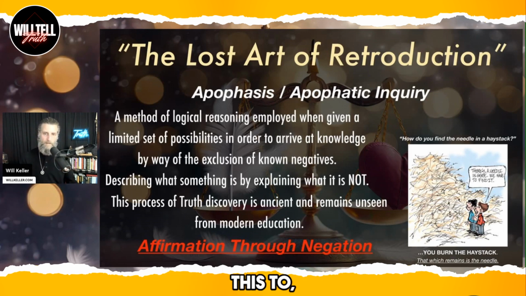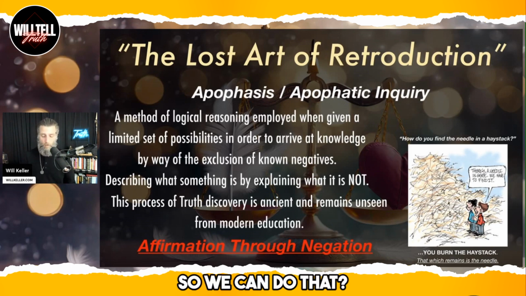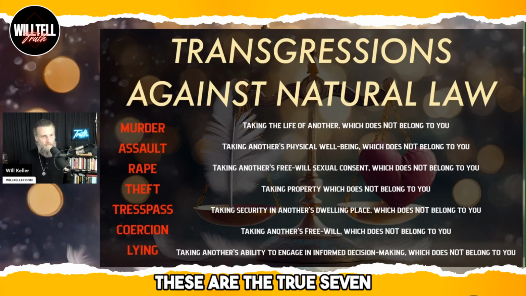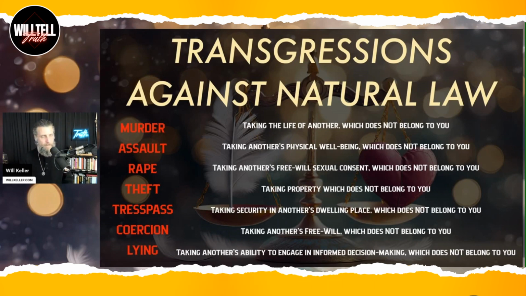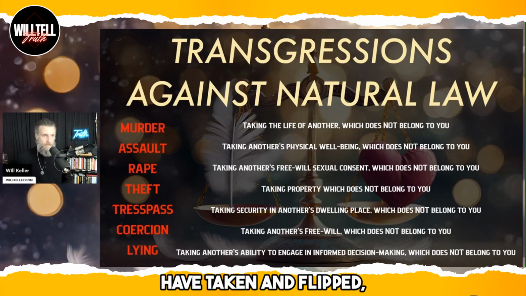So when we're applying this to what a right is and to morality, let's look at the negative. What are the wrongdoings? So we can do that. And these are the transgressions against natural law. These are the true 7 deadly sins that religionists, mainly Christianity, have taken and inverted, actually turning these transgressions into vices.